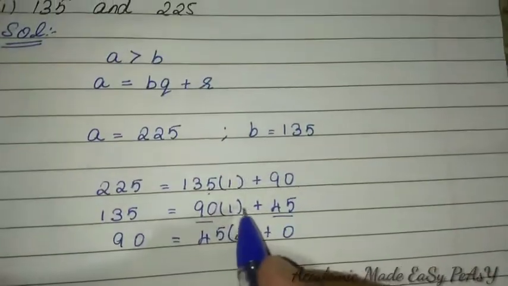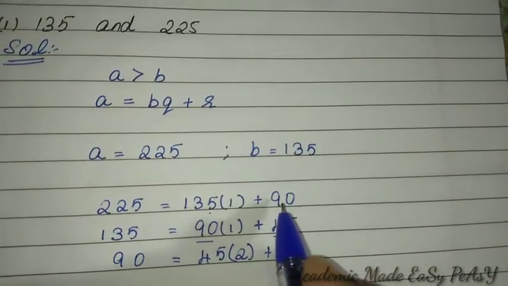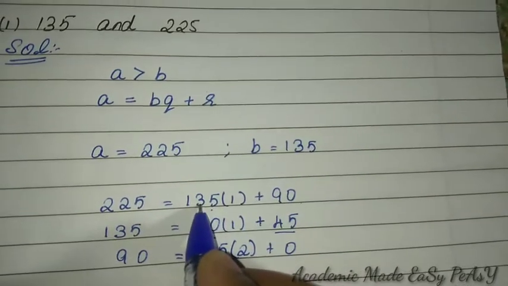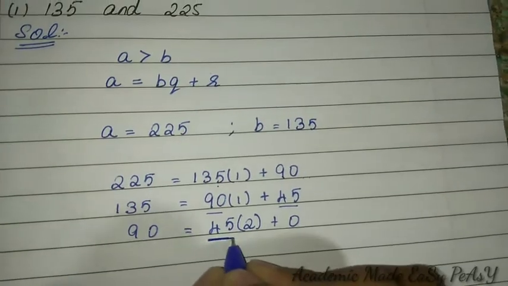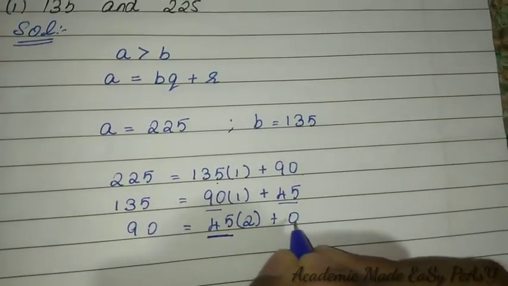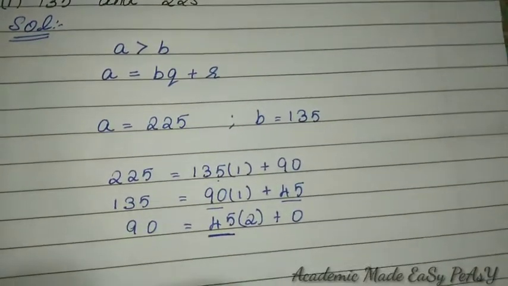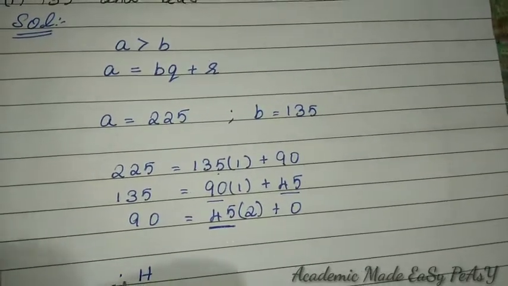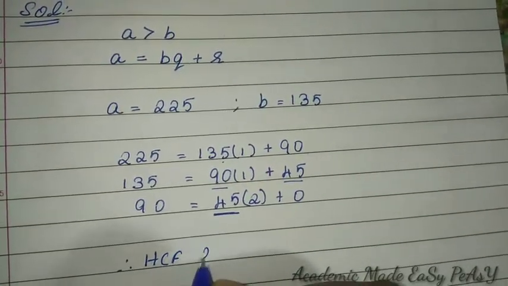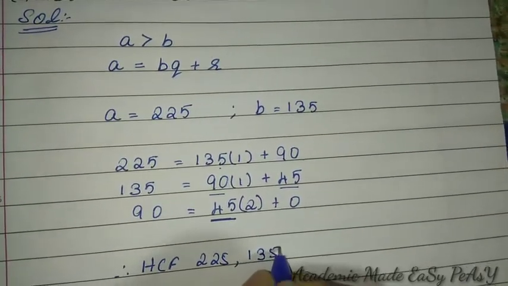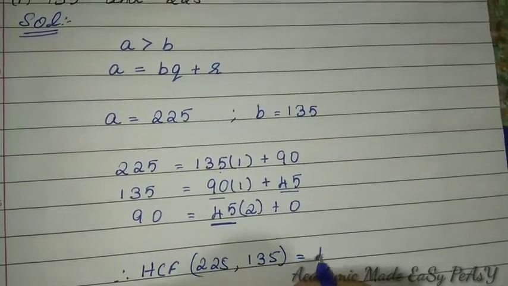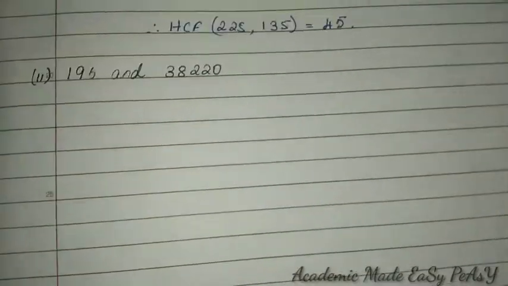Okay, it is just like a normal division. Okay, so this will be my divisor. So my divisor is this one over here. So since I got 0 in the remainder, this will be my HCF. Therefore, HCF of 225 and 135 is 45. That's it.